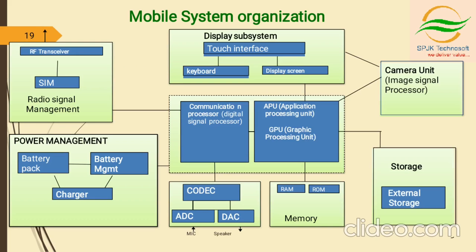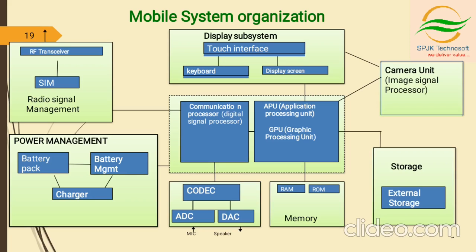Next, coming to the mobile system organization. In this mobile system organization, we have this structure. This structure shows so many components: radio signal management, power management, display subsystem, camera unit, storage unit, and memory. We will see all of these in brief explanation. First of all, coming to the RF transceiver. The RF transceiver receives and sends radio signals from and to the mobile device with the mobile network. That is nothing but the tower.